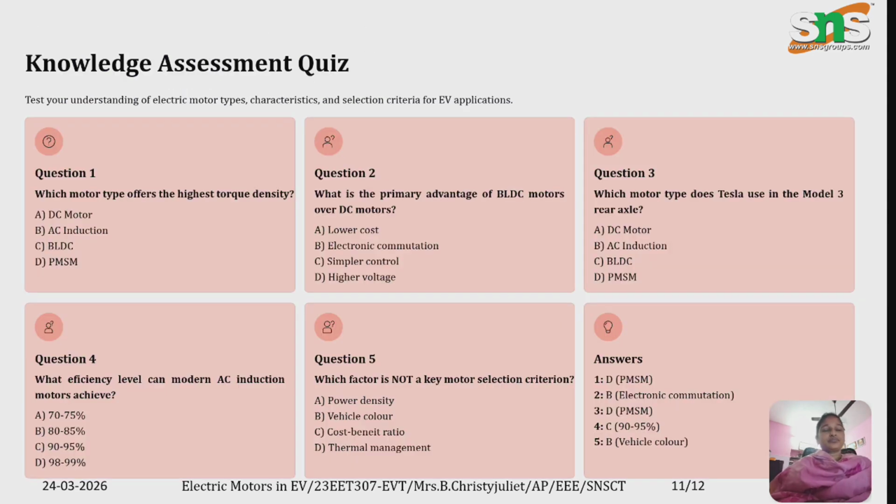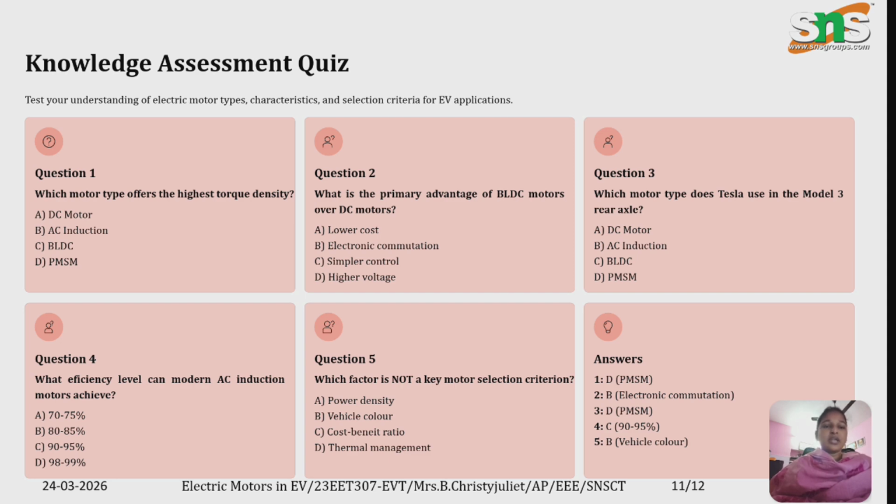Now, we have come to the end. Now, let's test your understanding. First, observe each question and try to give the answers. Okay. Which motor type offers the highest torque density? Of course, it is the PMSM.